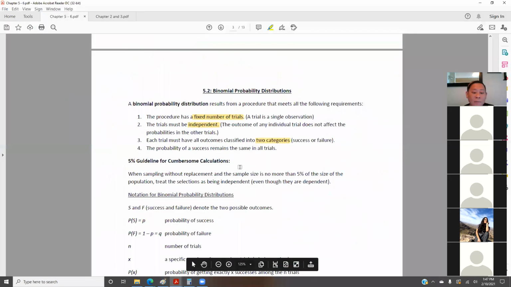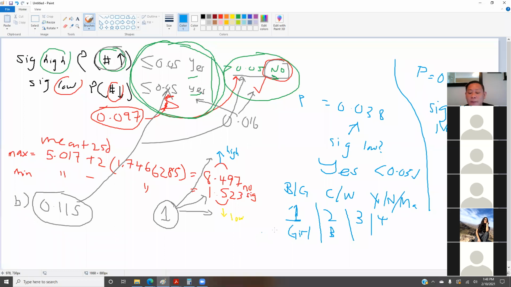And the last thing about binomial is the probability of success is the same. What does that mean here? What's the probability of you getting a girl on the first birth? 50%. What's the probability of you getting a boy on the second birth? It's also 50%. And this is also 50%. Boy, girl, 50-50, no matter what.